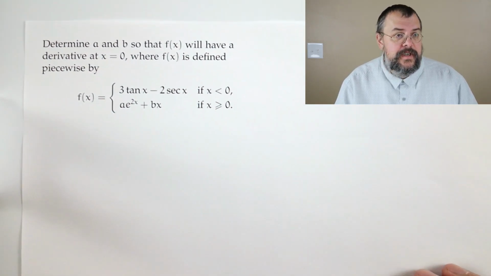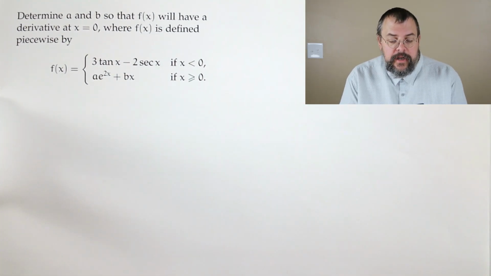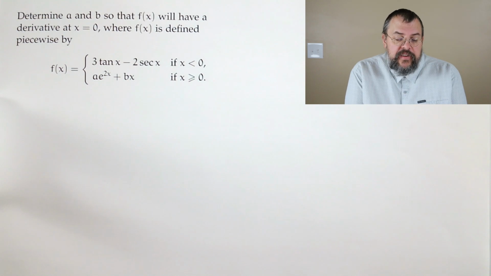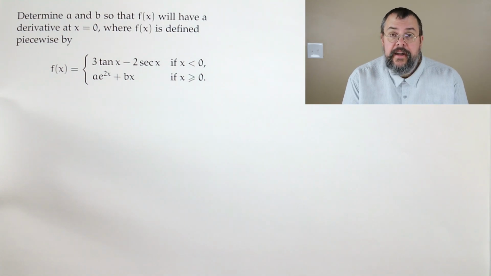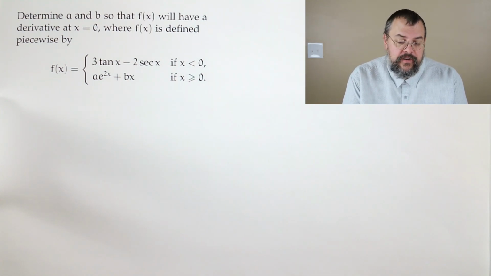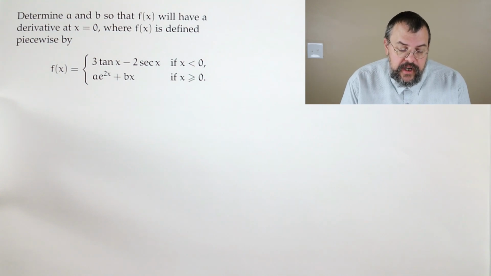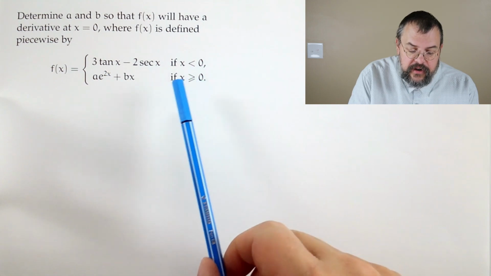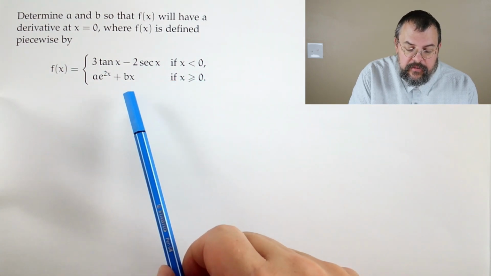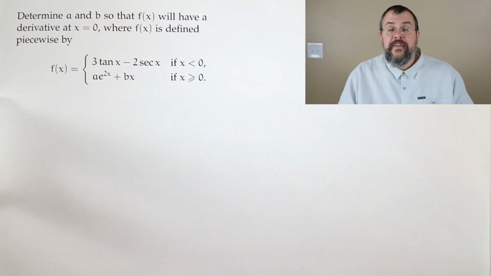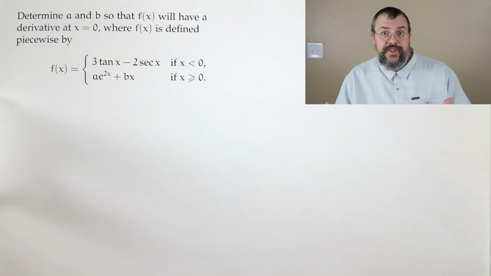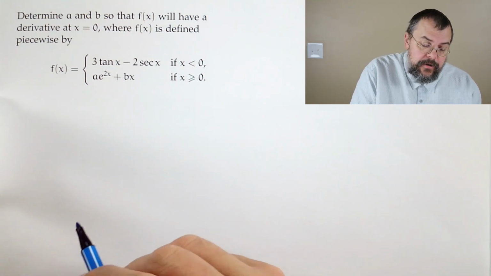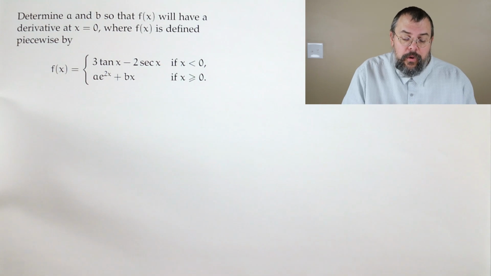All right, on to our next problem. Determine a and b so that f of x will have a derivative at x equals 0, where f of x is defined piecewise by 3 tangent x minus 2 secant x if we're below 0, and a e to the 2x plus bx if we're above 0. So this is a piecewise function. And now we ask, okay, what's happening?